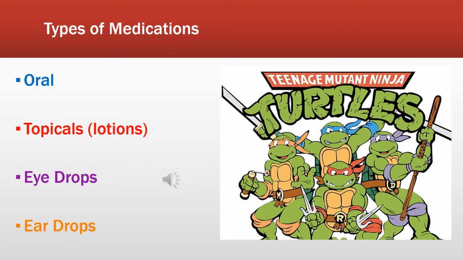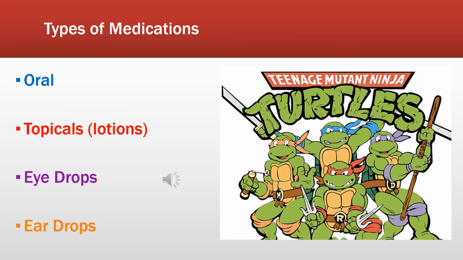Oral meds. So these are everything that you would enter into someone's mouth. So it could be pills, capsules, which are those little plastic things you pull apart and there's powder or little pellets inside. Liquids, dissolvables, sprays, anything that would go in a mouth is an oral med.